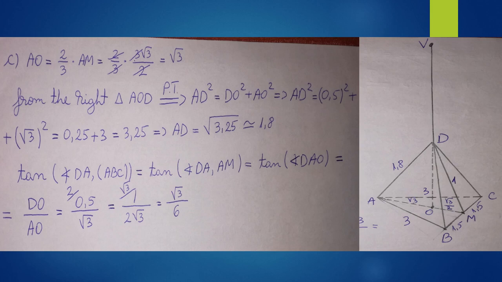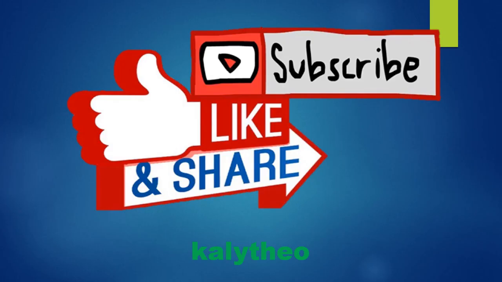which is approximately equal to 1.8. The tangent of angle between the DA line and plane ABC is equal to the tangent between the lines DA and AM, which is equal to the tangent of angle DAO, which is equal to DO over AO, which is equal to 0.5 over square root of 3. We amplify this fraction by 2, which is equal to 1 over 2 square root of 3. We amplify by square root of 3, which is equal to square root of 3 over 6.